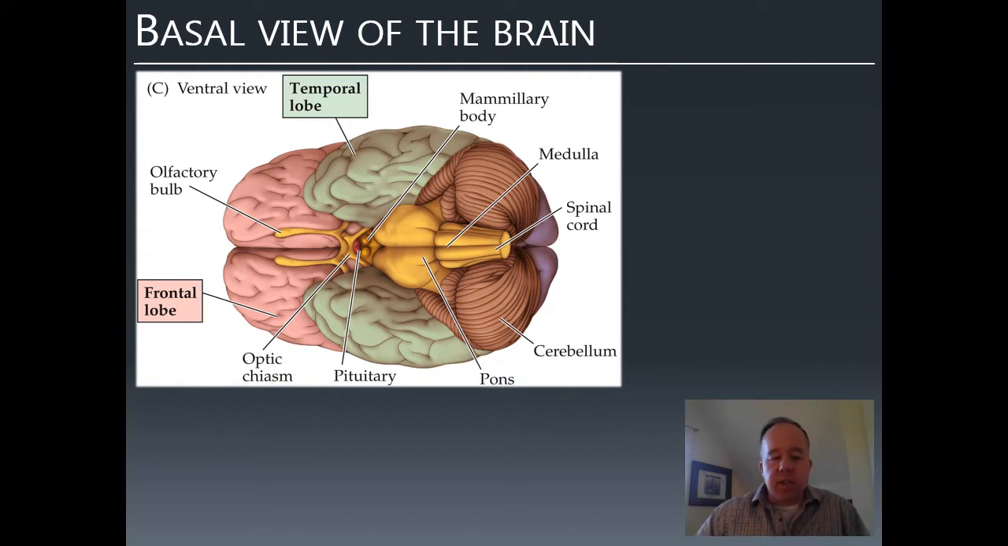And so you can see the temporal lobes. On the left, you can see the frontal lobes. And on the right, you can see the cerebellum sitting underneath the occipital lobe. You can just barely see the occipital lobe peeking out on the far right side. So this is just to give you a different view, and again, to familiarize you with the brain, because it is a three-dimensional object.